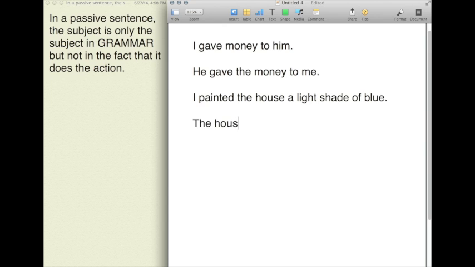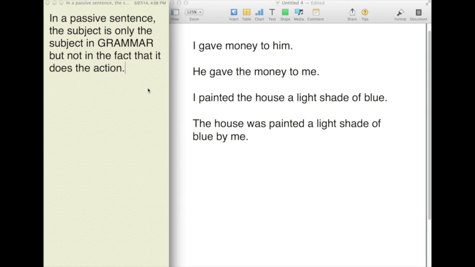So: the house was painted a light shade of blue by me. So here we have what before was the object, and we can say in some way it is still the object. Here we have the thing or person doing the action: me, right? I painted the house. The meaning of these two is the same. But in this sentence, we said the house first. Okay? The house was painted. The house didn't do anything.